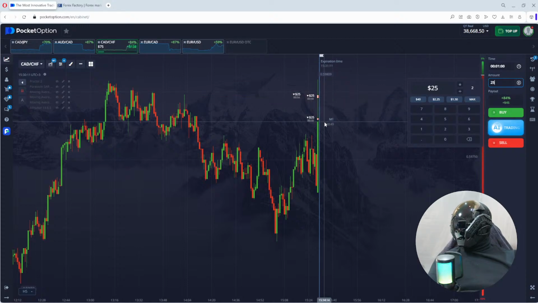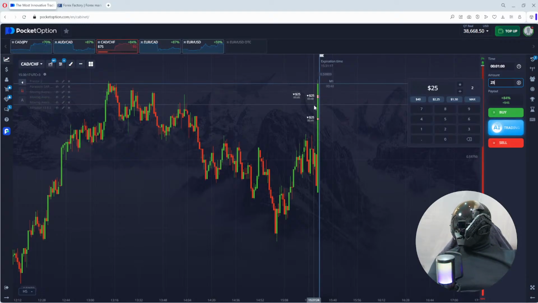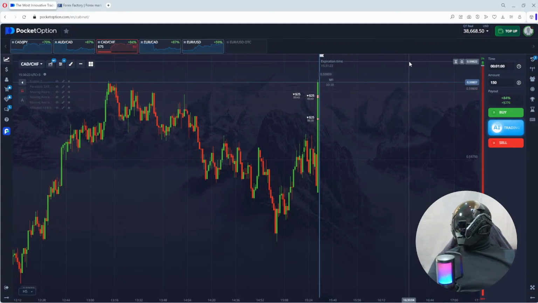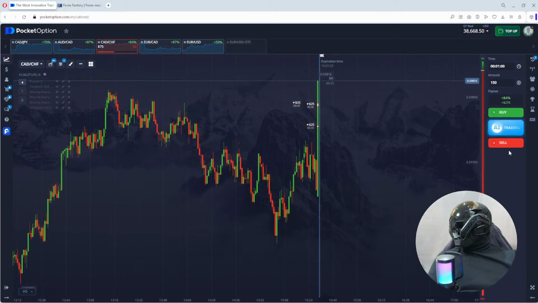I would have wanted to open a little bit higher, but you can't really know exactly the point of entry. But right now we have $75, so I'm probably going to load up another 150, and then I'm going to wait a little bit. All right, so right now, oh no, I'm not going to wait. I'm going to open it here.